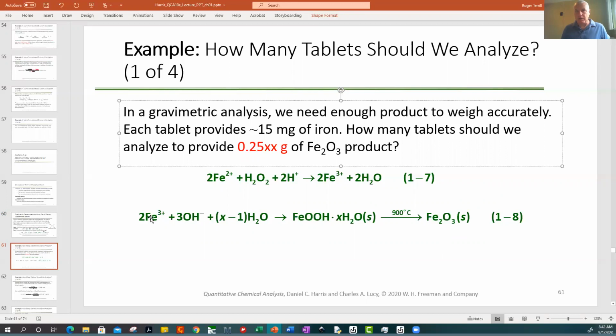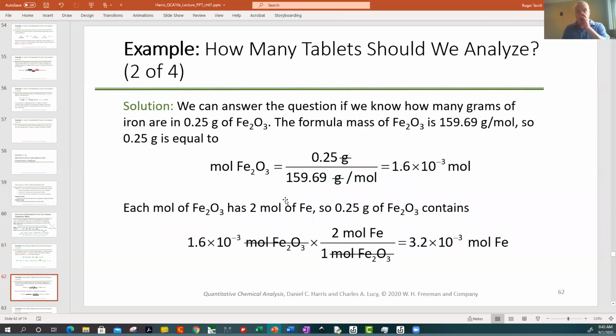We've got Fe3+. Right? And if each tablet provides 15 milligrams of iron, then how do we get 0.25 grams of this stuff here at the end? The way that you do that is first you can say, well, let's calculate the number of moles of iron oxide that we need. And there's a little calculation here that I'm sure you can do.